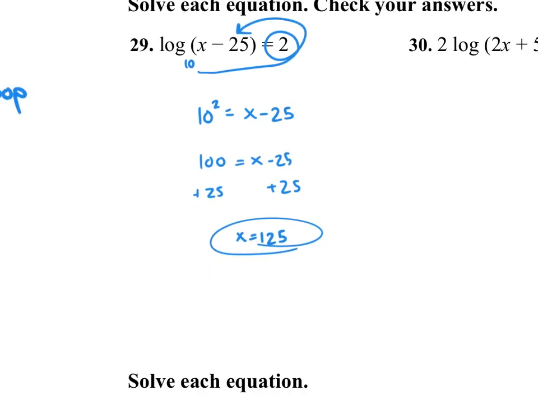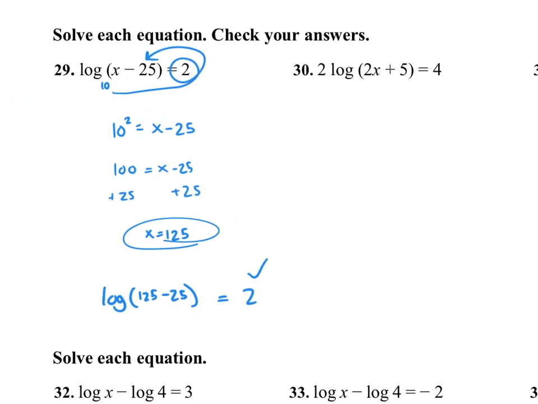And you could check this by pushing the log button on your calculator. So if you push the log button on your calculator, and you type in 125 minus 25 and you hit enter, your calculator will tell you 2.